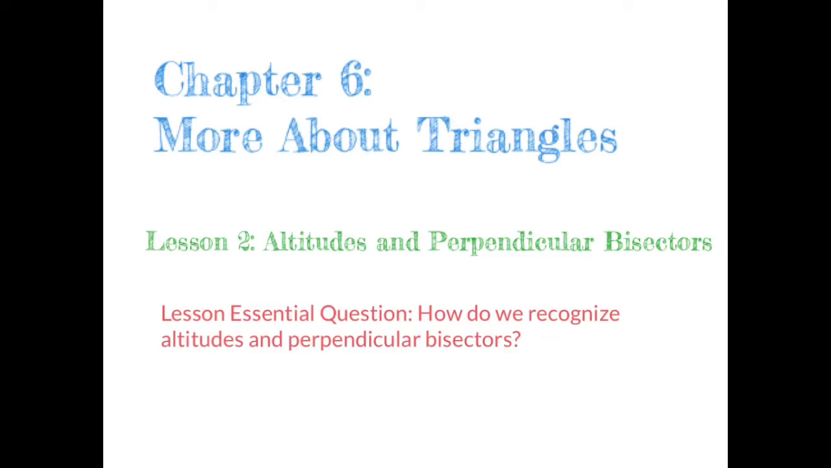Welcome to Lesson 2 from Chapter 6 on more about triangles. This lesson focuses on altitudes and perpendicular bisectors. By the end of this lesson, we will be able to recognize altitudes and perpendicular bisectors.